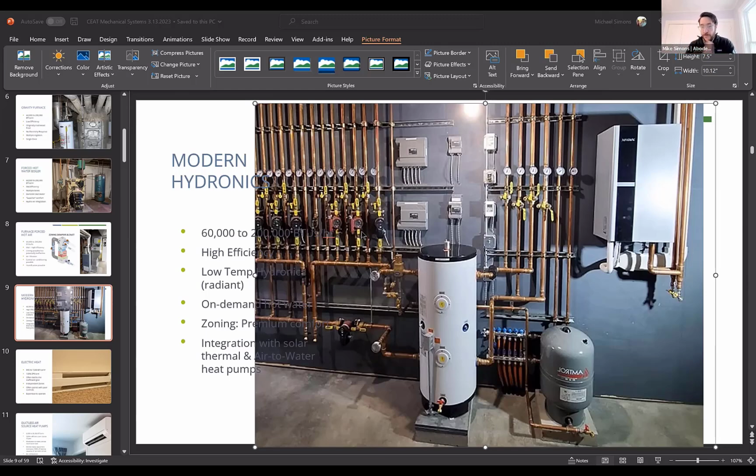But with modern hydronics now, in new construction, boilers are really only going in on expensive homes. So no one who's a production builder is doing boilers anymore. It's really now more about high-end and niche, or alternatively for hydro air, which I'm now going to talk about with switching my camera over.